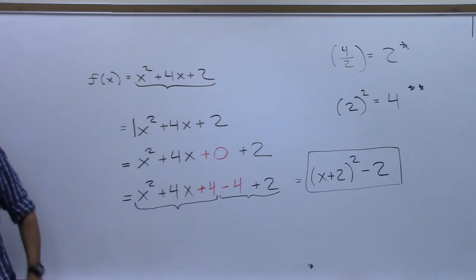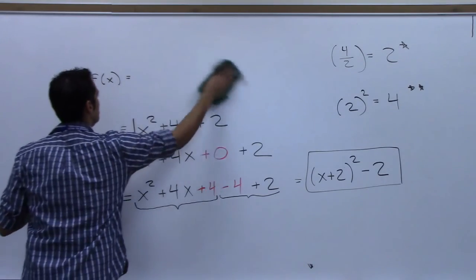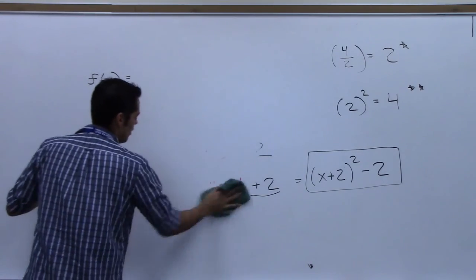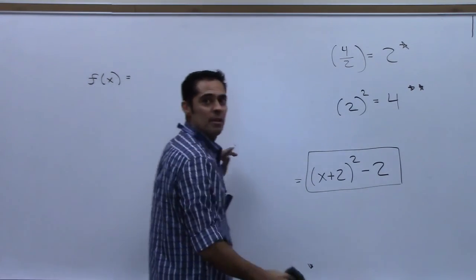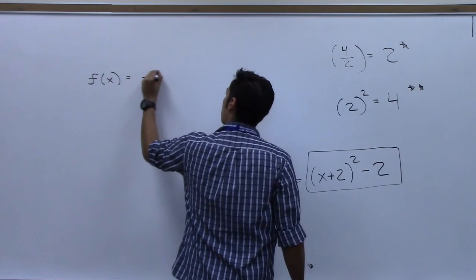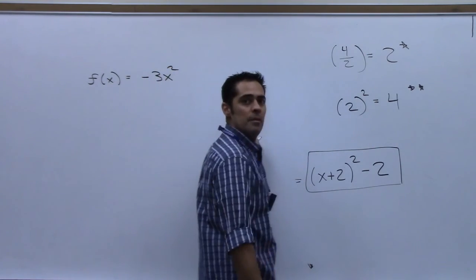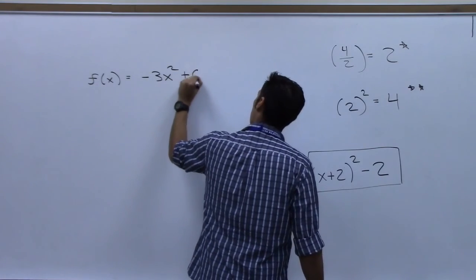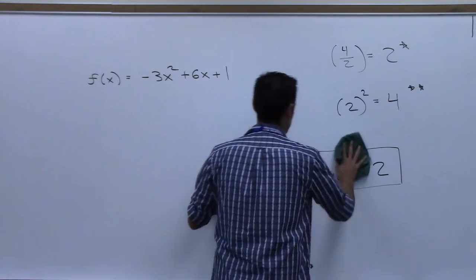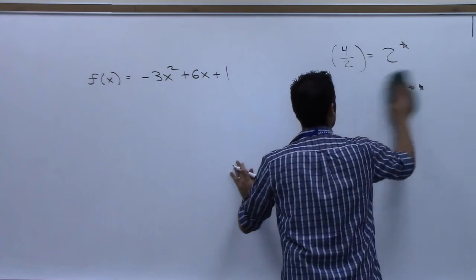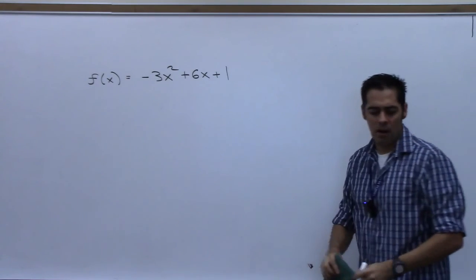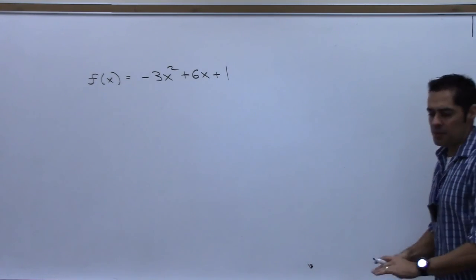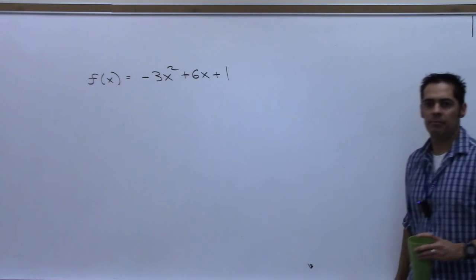Do I have time? Yes. Look at this last one. This is kind of like the ultimate whammy here. Negative 3x squared plus 6x plus 1. Same instructions. Go ahead and complete the square on it. And once you've completed the square, you graph.